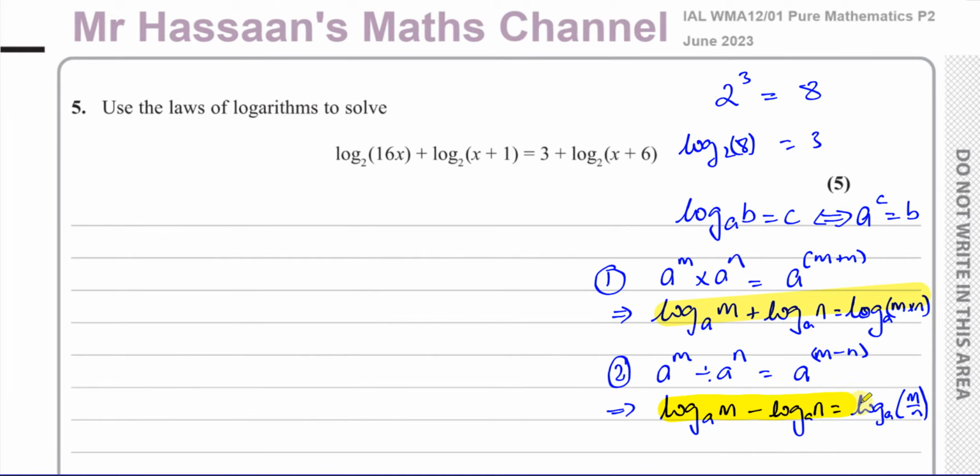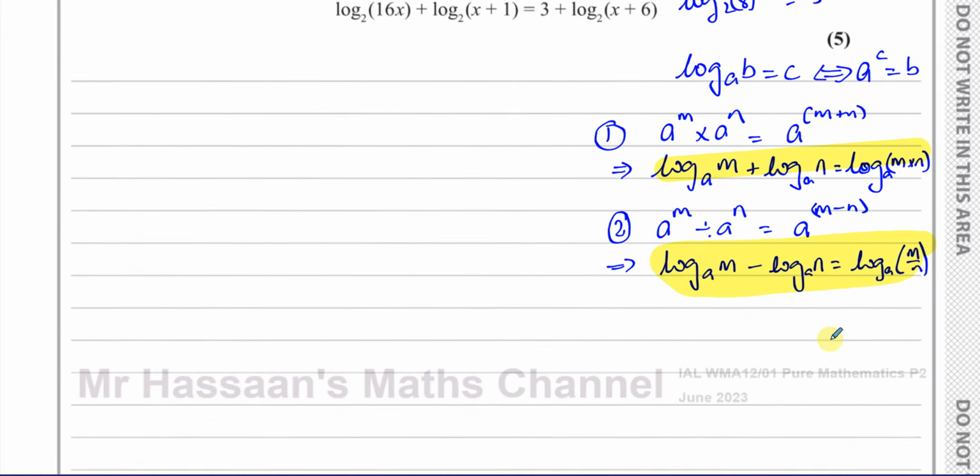When you have two logs to the same base that are subtracted from each other, so you have log to the base a of m minus log to the same base a of n, you can combine them together as one log term, log to the base a of m over n. That's the second law of logarithms.